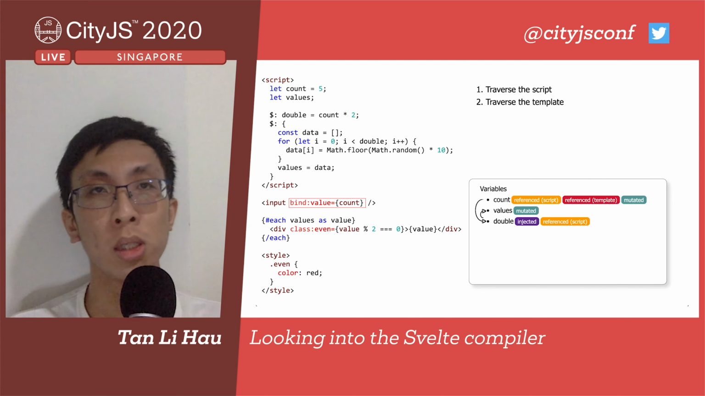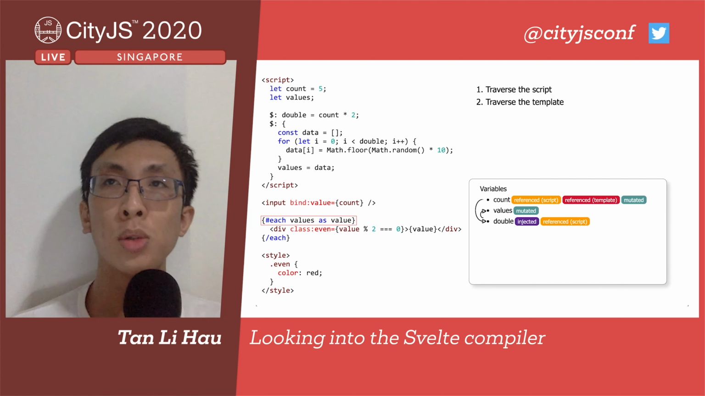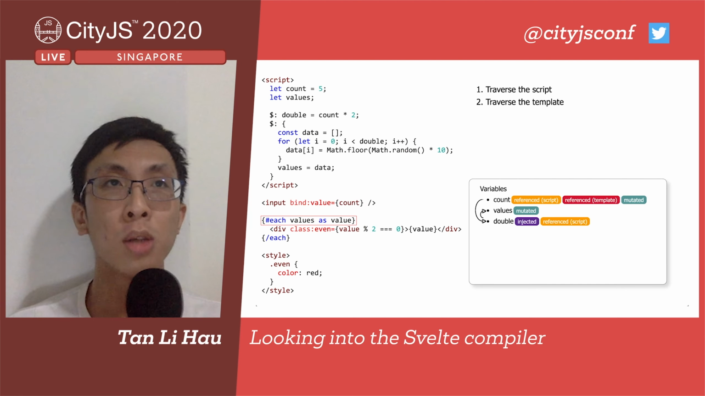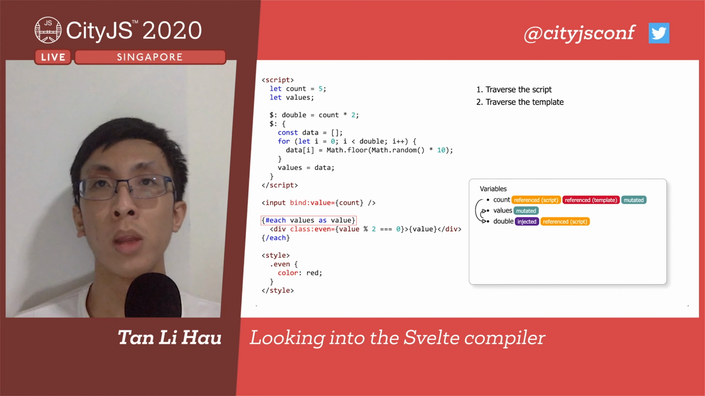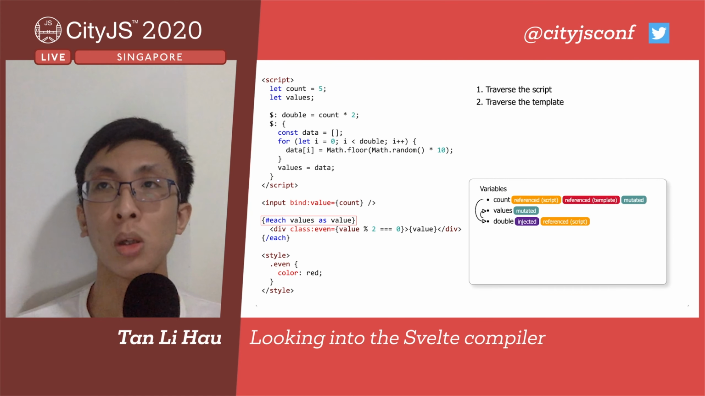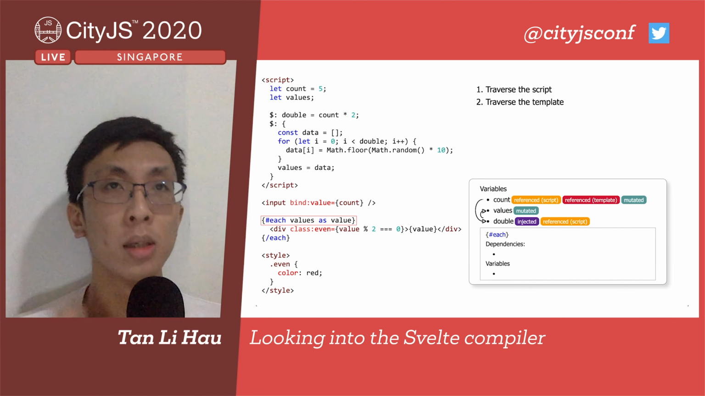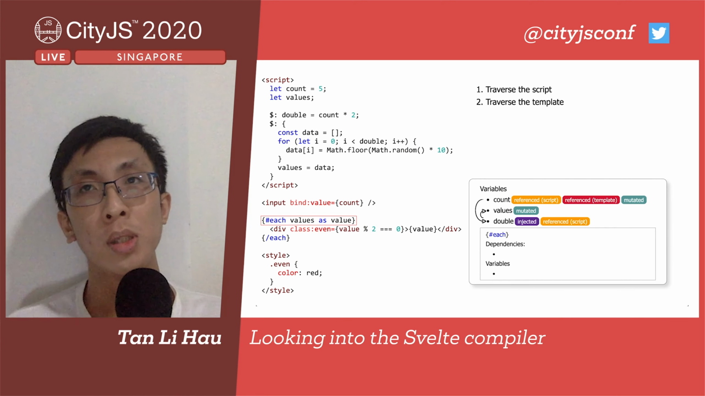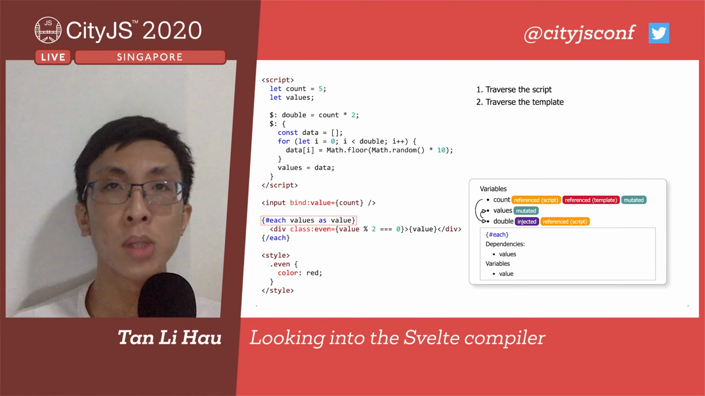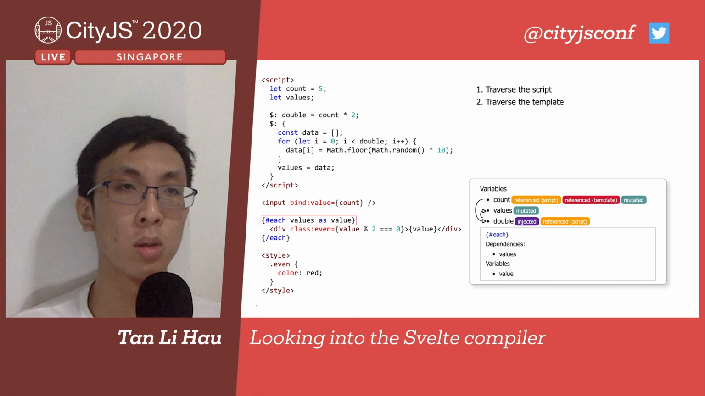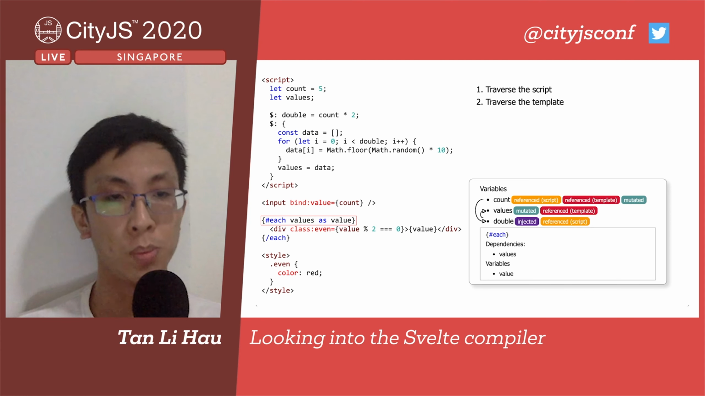Now we encounter the each block. Here we are iterating through the variable values, and we are using the variable value as each item. So the template within each block will have a new scope where value is declared. So we mark values as the dependency of the each block. This means that whenever values has changed, we are going to update the each block. And we mark values as reference too.